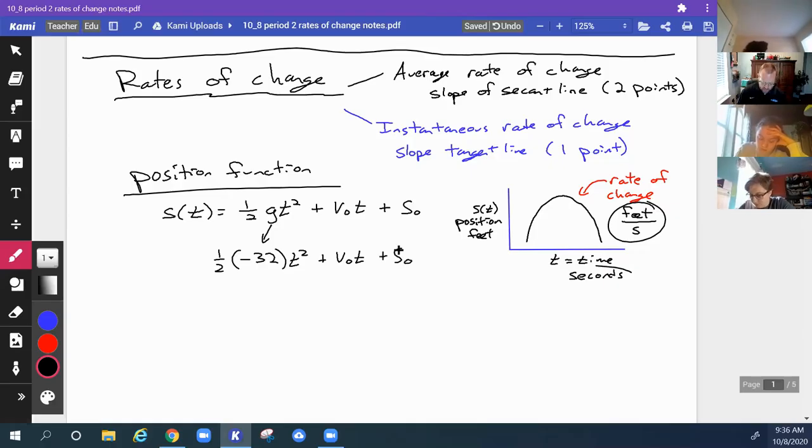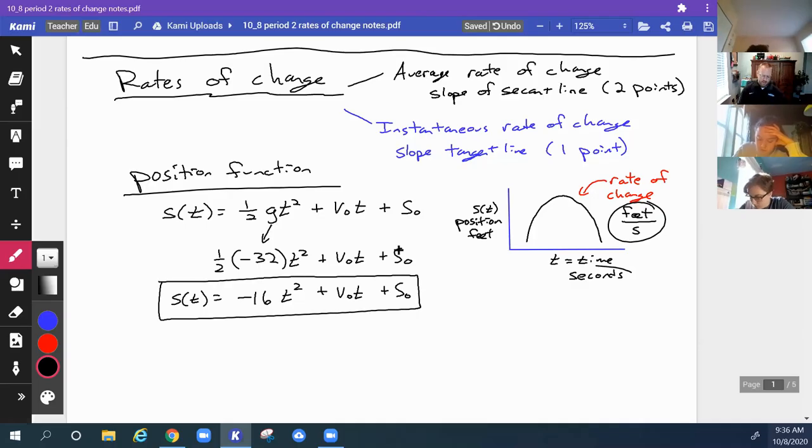So what we usually deal with is this: negative 16 t squared plus v initial t plus s initial. And this is going to be my position, s of t. The reason it's negative 32 is because it is feet per second squared. Gravity is negative 32 feet per second squared. So that's where I get this, negative 16 t squared plus v initial t plus s initial.